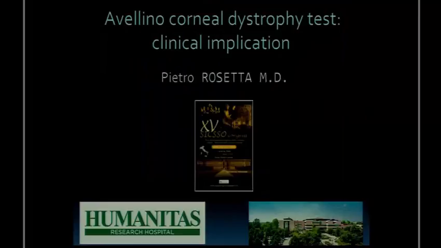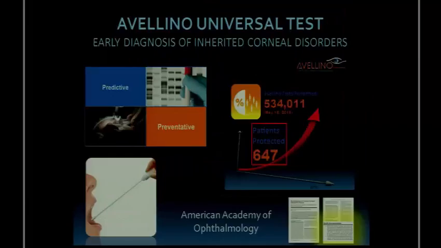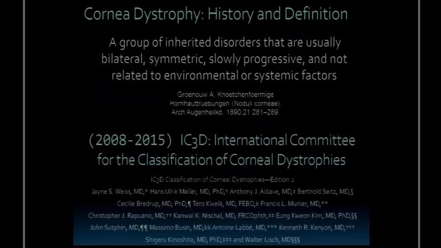And so the Avellino test. Okay, so that's a test for an early diagnosis of inherited dystrophies, corneal disorders, and it's already available and already used in a number of patients, and nearly 150 patients have already been tested this way. So let's talk about the corneal dystrophy.